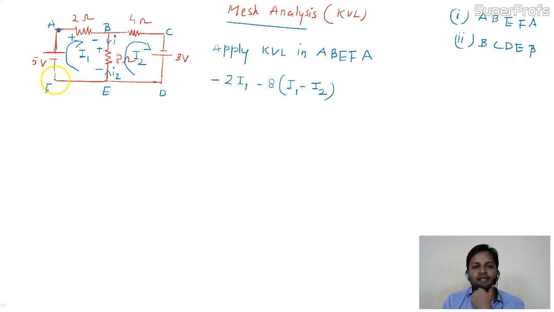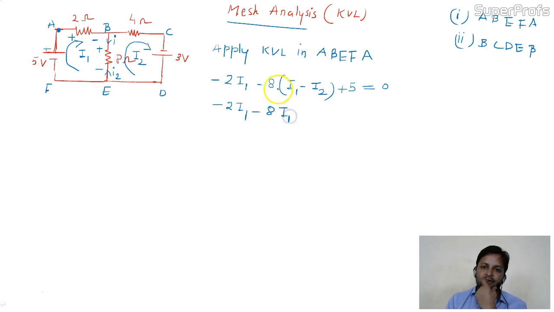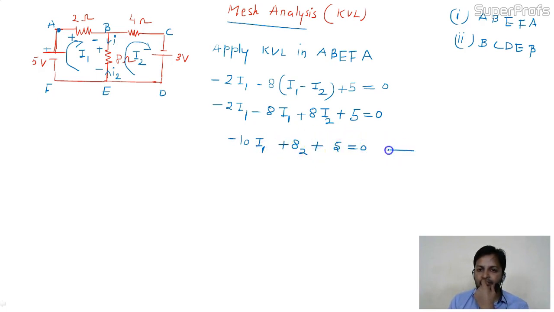Okay, don't leave the analysis up to here only. Now, the output terminal is the positive terminal for 5, so I'm taking positive 5 equal to 0. Now we can simplify this: minus 2i1 minus 8i1 plus 8i2 plus 5 equal to 0. Again we can simplify. This will become minus 10i1 plus 8i2 plus 5 equal to 0, equation 1.